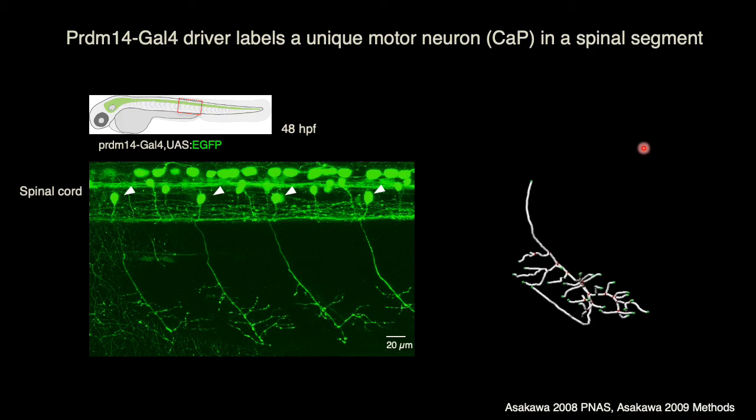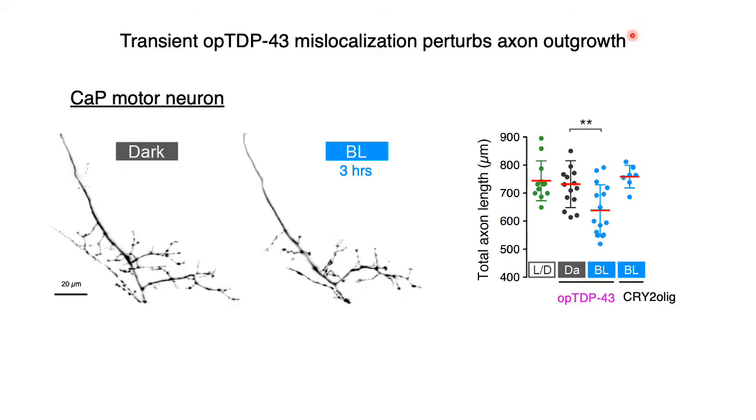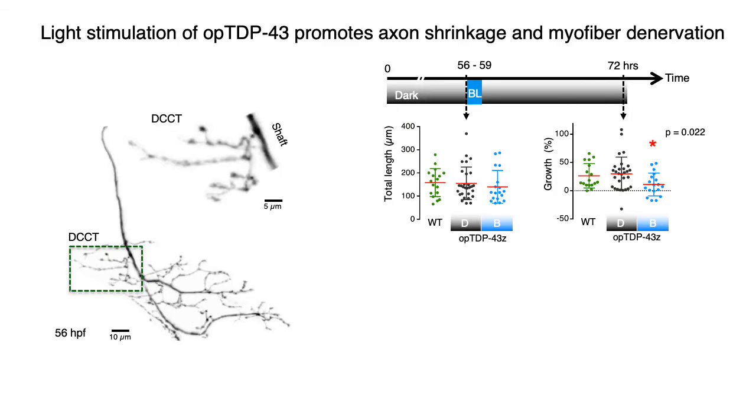And we found that a transient 3-hour blue light illumination was sufficient to perturb axon outgrowth of CaP like this, suggesting that OP-TDP-43 oligomerization has a dominant negative effect. To explore the effect of transient OP-TDP-43 mislocalization on already established neuromuscular junctions, we focused on the later stage where motor axons are more arborized, and the collateral called DCCT is formed.